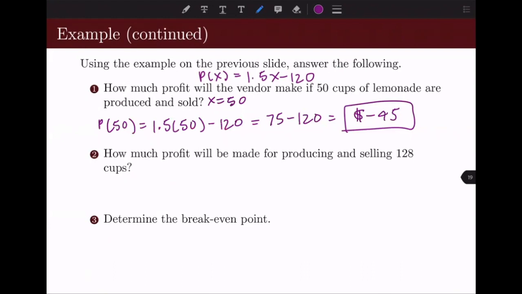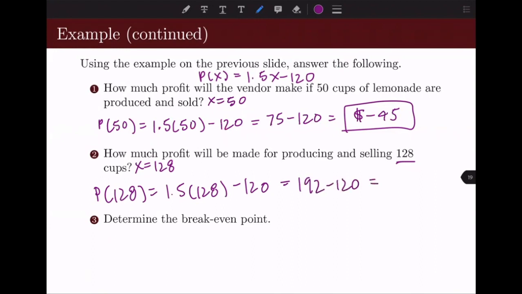Next, how much profit will be made for producing and selling 128 cups? So that means x equals 128. We'll have P of 128 is equal to 1.5 times 128 minus 120. This is 192 minus 120, which is $72.